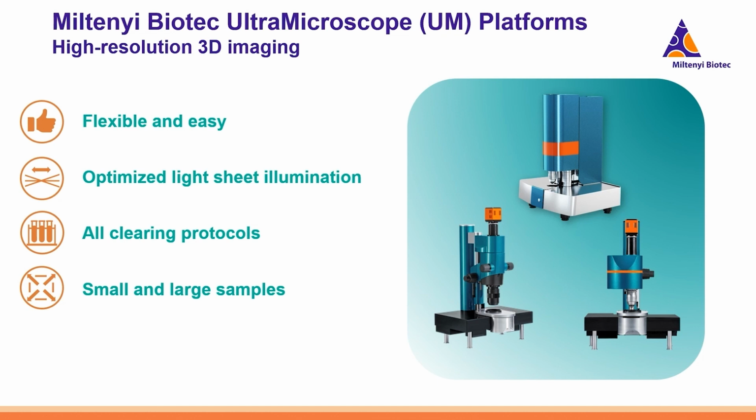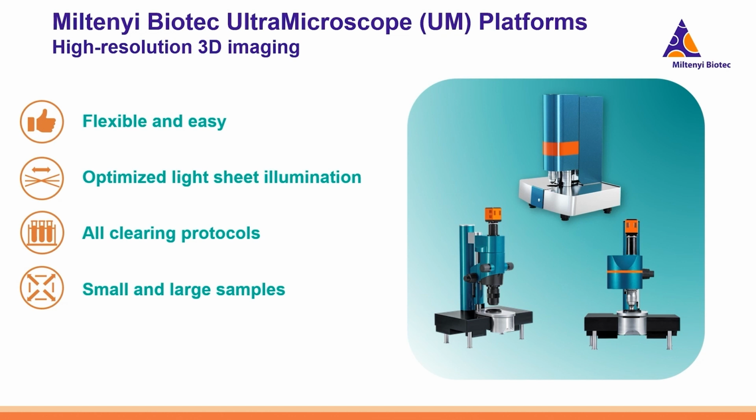All UM systems are very easy to use and flexible to your various imaging needs. The light sheets are optimized in these systems to provide you with homogeneous illumination of your sample. This is largely due to the fact that there are a total of 6 sheets, 3 on the left and 3 on the right. They're all compatible with all clearing protocols. I will speak to this a little more in the coming slides.